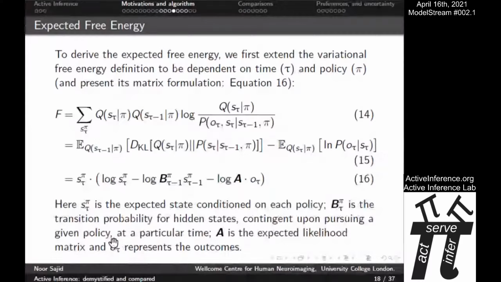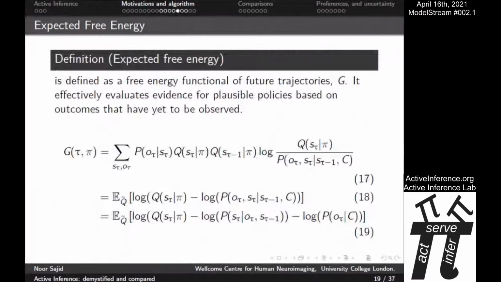But the key thing to take away from this slide is that now we're including a functional dependency on time for the variational free energy. And this is allowing us to now move to the expected free energy formulation. But the key thing to note here is that we're only considering time points, the previous time point and the present, not the future at all. So using the free energy equation before, we can derive the expected free energy.